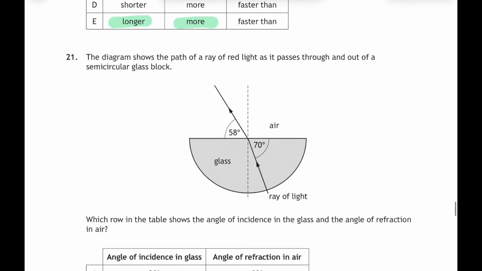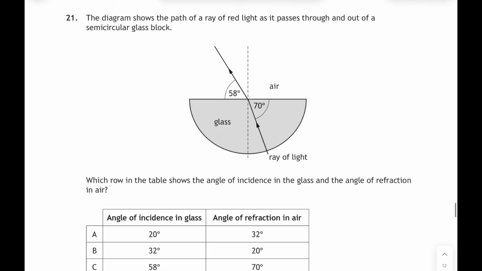And question 21. The diagram shows the path of a ray of red light as it passes through and out of a semicircular glass block. Which row in the table shows the angle of incidence in the glass and the angle of refraction in air?